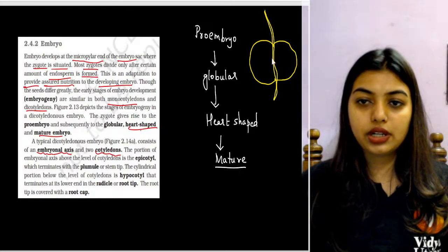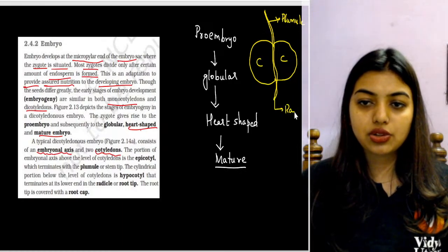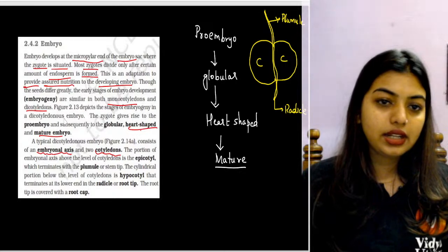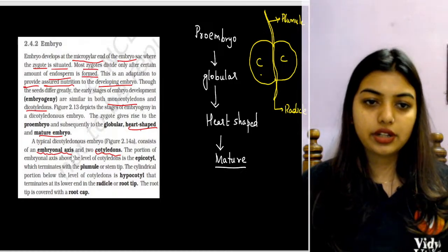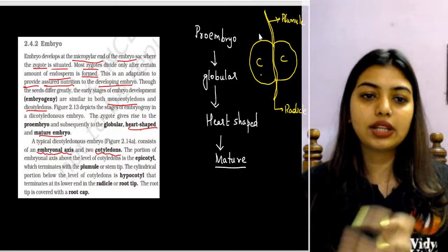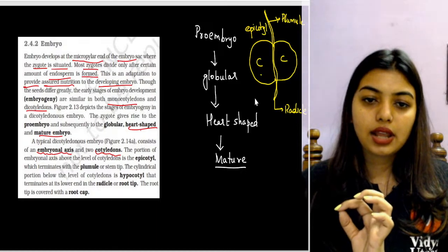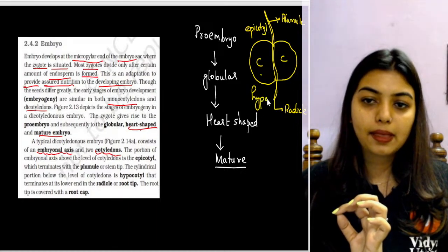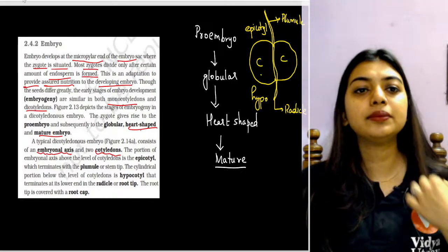See, these are the 2 cotyledons. And this is the plumule, which will give rise to the shoot. This is the radicle that is going to give rise to the root. So here they're talking about the embryonic axis, in the middle of the cotyledons. The portion of the embryonal axis above the cotyledon is called the epicotyl, which terminates in the plumule. And here it is going to be the hypocotyl.